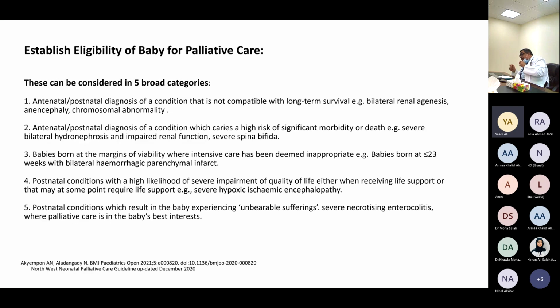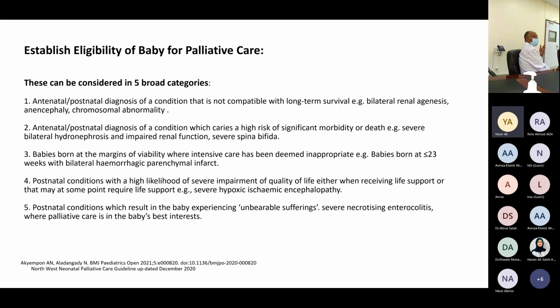First, establish eligibility of the baby for palliative care. This can be considered in five broad categories, as we know the palliative care criteria. First, antenatal or postnatal diagnosis of a condition that is not compatible with long-term survival, like bilateral renal agenesis, anencephaly, chromosomal abnormalities. The second one is antenatal or postnatal diagnosis of a condition which carries a high risk of significant morbidity or death, like severe bilateral hydronephrosis and impaired renal function, severe spina bifida.